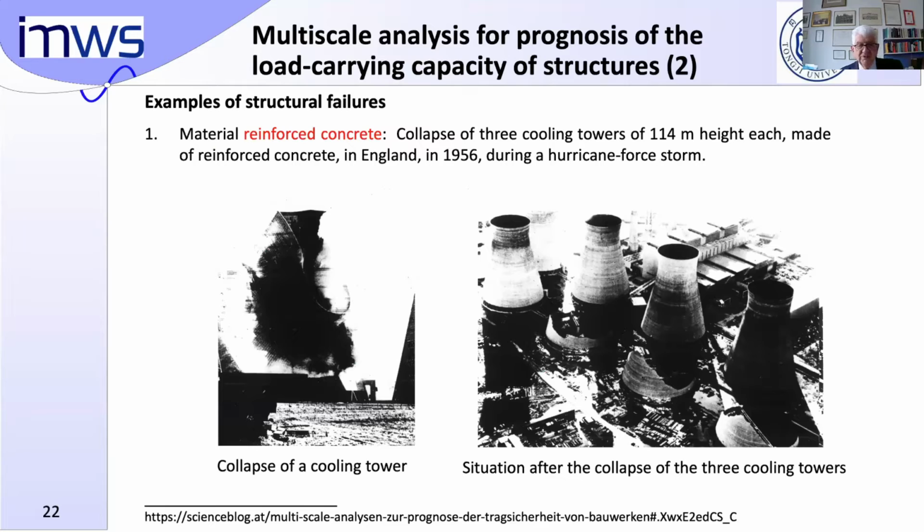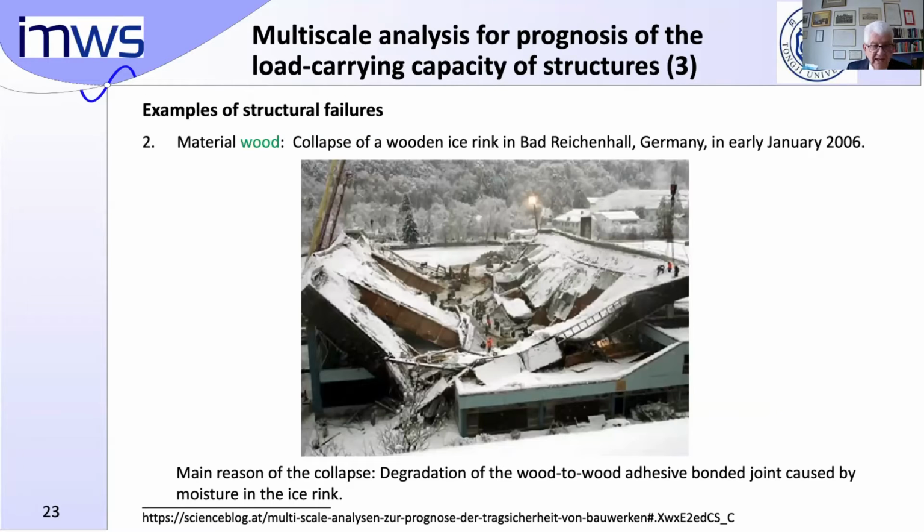The first example refers to the material reinforced concrete. It shows the collapse of 3 cooling towers of 114 meters each, made of reinforced concrete. This happened in England in 1956, during a hurricane force storm. The left figure shows the collapse of the cooling tower, and the right one illustrates the situation after the collapse of 3 cooling towers.